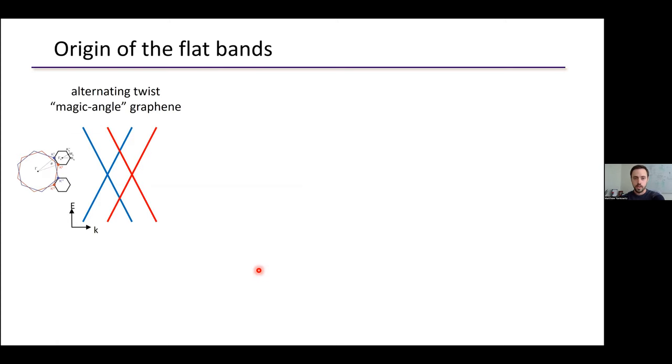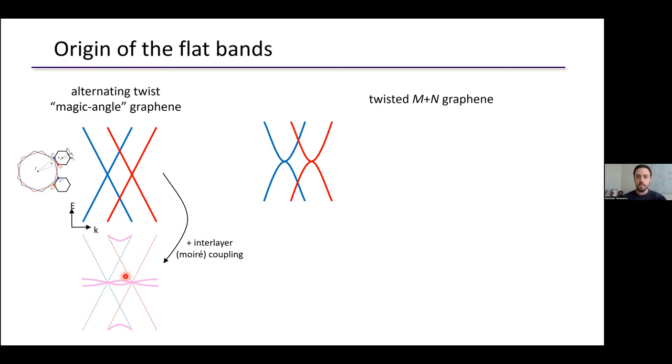So let's start with the familiar, and to be just a bit pedagogical about this, I want to compare the origin of the flat bands in these different structures to see why we can get some commonalities amongst the twisted M plus N. If we think about twisting two sheets of graphene, then we have monolayer Dirac cones at the corners of the Brillouin zone in each, and those are offset in momentum space by the twist angle. We turn on the interlayer coupling, and this creates anti-crossing gaps where the bands would overlap. And for some combination of the twist angle and the strength of this interlayer coupling, we can get very flat bands. This is the origin of the magic angle in a hand-waving way.